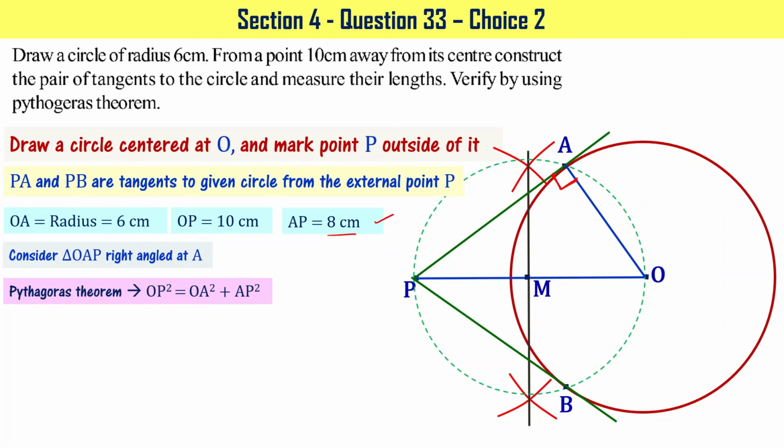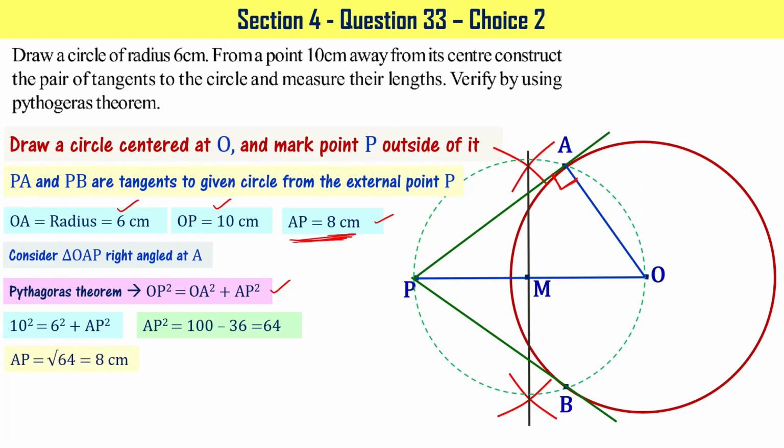We know the values of OA and OP, but we don't want to use it. Actually, we want to verify that. It means we want to get the value of AP using Pythagoras theorem. So let's substitute OP equal to 10 and OA equal to 6 into this equation, such that AP square you are going to get as 64. It means AP equals root 64, that is equal to 8 centimeters. This is exactly what you got by measurement. Similarly, when you measure BP also you are going to get 8 centimeters.